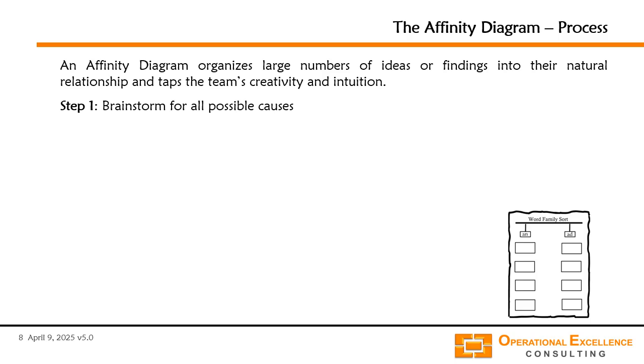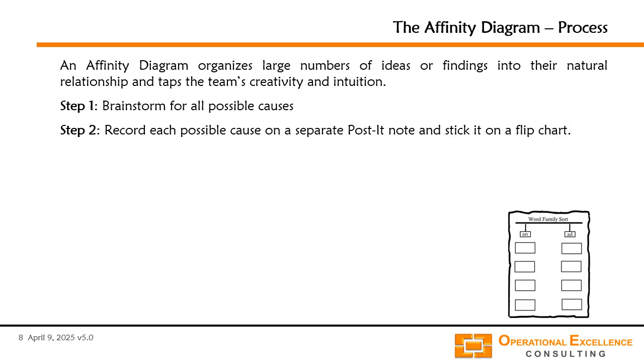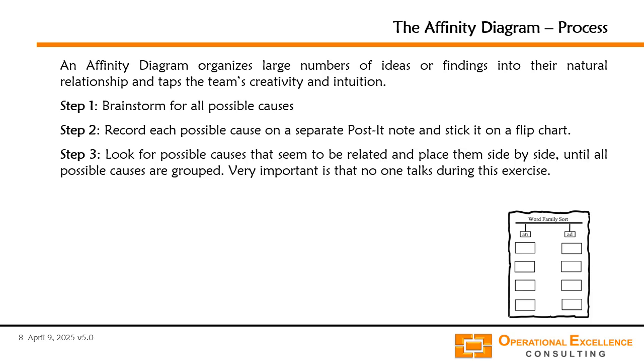First, the team would brainstorm all the possible causes using, for example, the brainstorming rules we discussed earlier. The second step is to record each possible cause on a separate post-it note and place it on a whiteboard or flipchart.